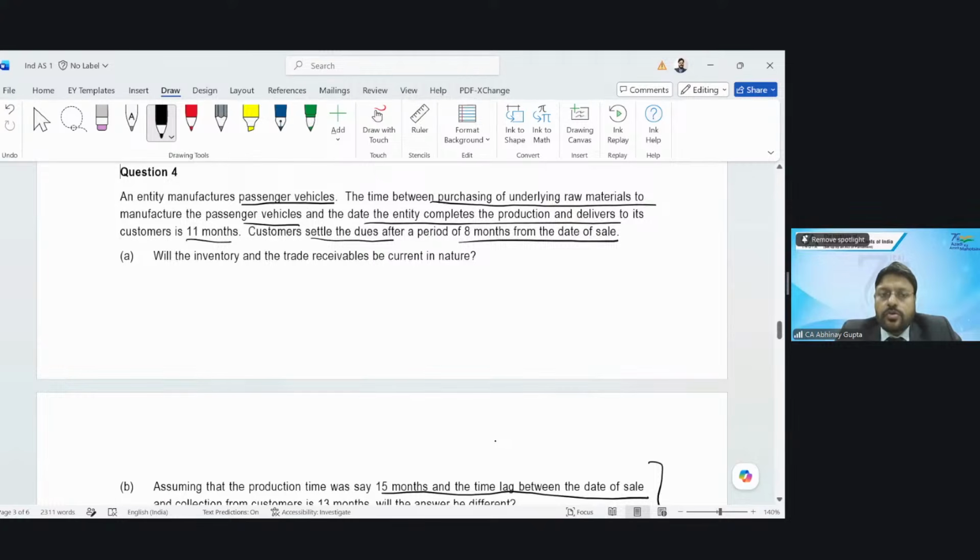Whether you are going to classify the inventory and the trade receivables as current or non-current under scenario one, and what your answer would be under scenario two, where the production time is 15 months and the collection time after the sale is 13 months for the trade receivables. So I'm just waiting for you to think this through and articulate your responses, and then we will see what is the right answer.